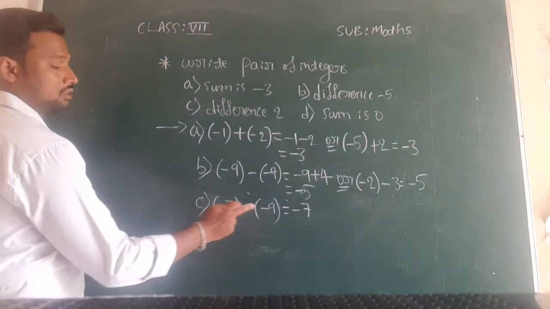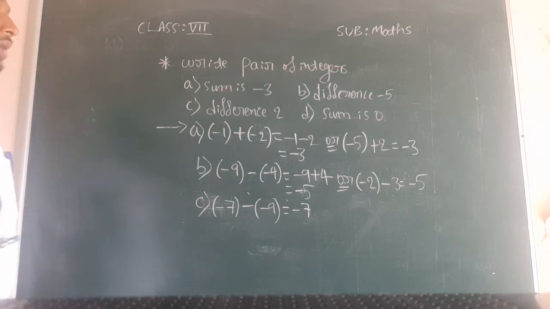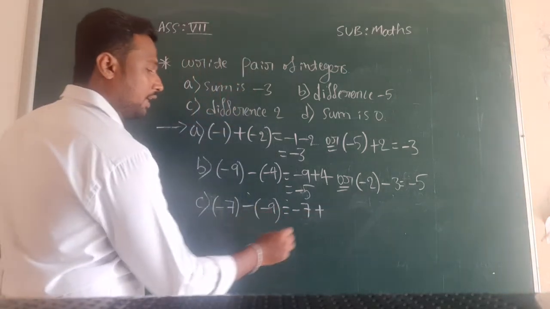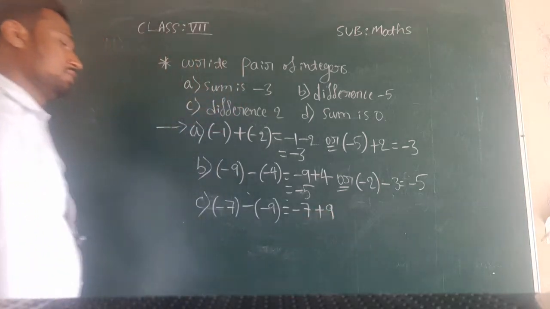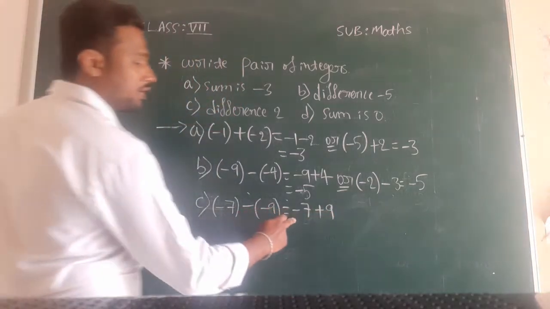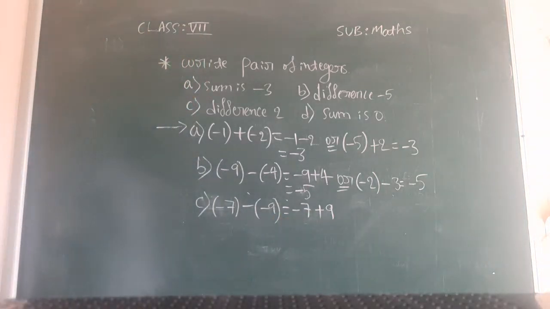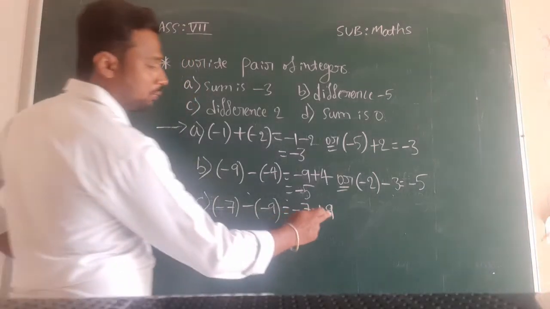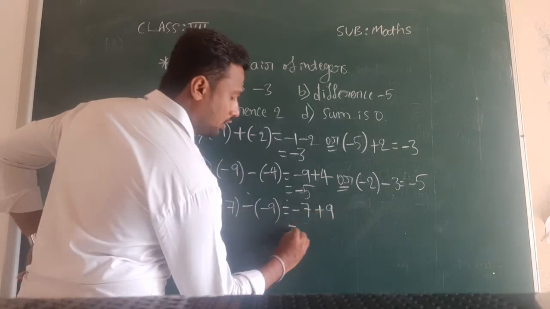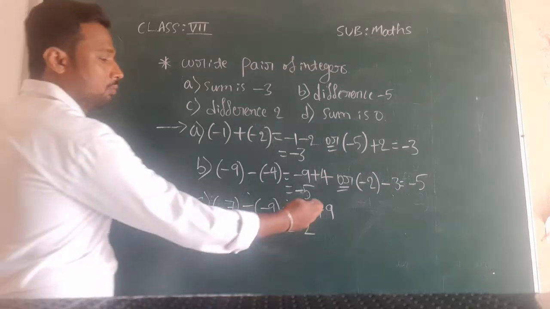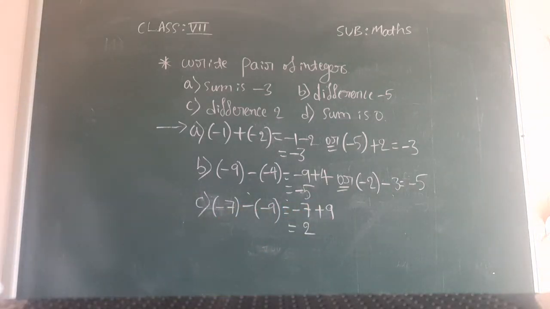Next, minus 9. Outside this bracket we have minus. Therefore minus into minus plus here, and 9 I will write as it is, plus 9. So now minus 7 plus 9 means minus into plus, we have to subtract. So if you subtract 9 minus 7, you will get 2 and the sign in front of the bigger value is plus. Therefore, we get plus 2 only.